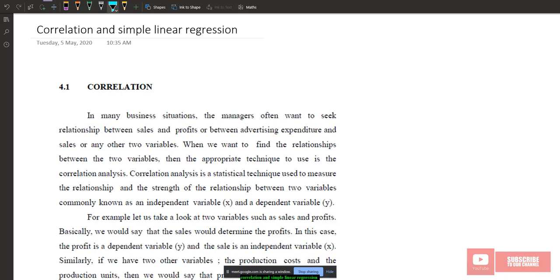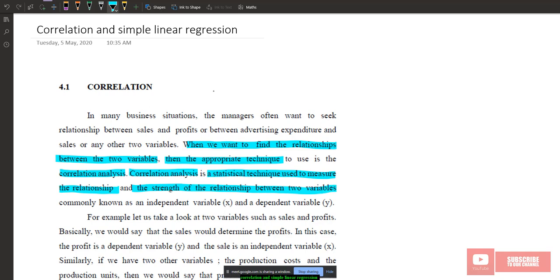So today we're going to start a new topic, a new chapter, which is correlation and simple linear regression. In correlation and simple regression, we want to find the relationship between two variables. When we want to find the relationship between two variables, the appropriate technique is correlation analysis. Correlation analysis is a statistical technique used to measure the relationship and the strength of the relationship between two variables.